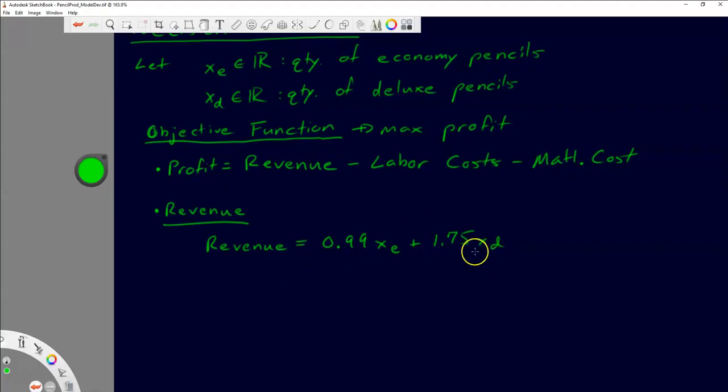And this would be our equation to describe the amount of revenue that we're going to generate by producing X sub E, quantity of economy pencils, and X sub D, quantity of deluxe pencils. Fairly straightforward at this point. So now let's look into our labor cost.